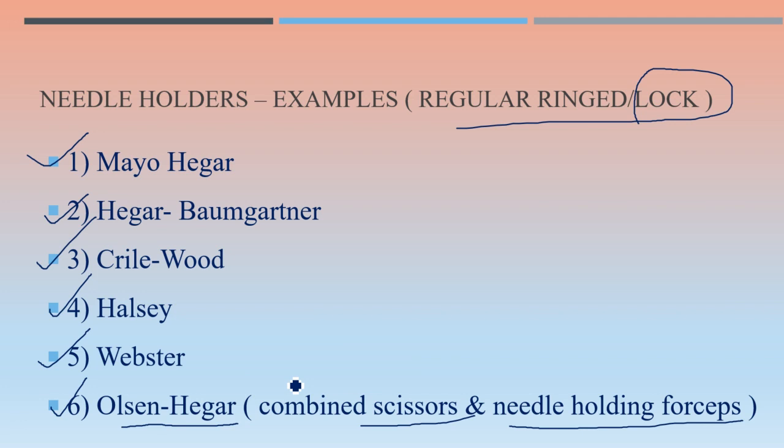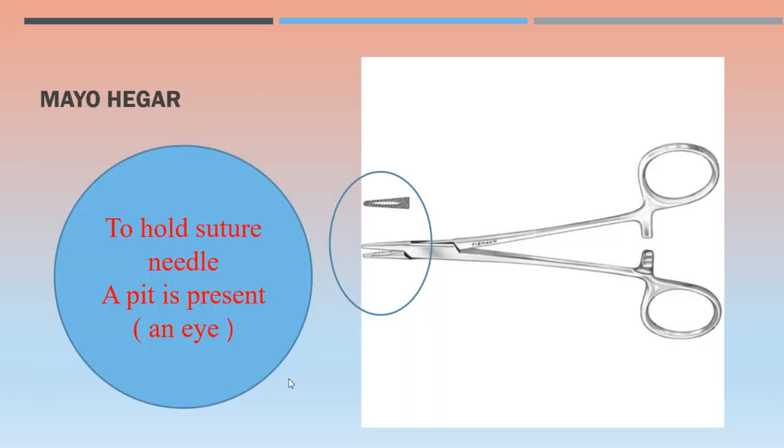So one of the important MCQs you can have from this slide is on needle holders. A Mayo Hegar, you can see, looks like this one. Just focus on the presence of this lock, then the distal end. Here is the joint, the tip, the serrations with an eye here, on both sides. Mayo Hegar is used to hold the suture needle, and a pit is always present in this needle holder, right?